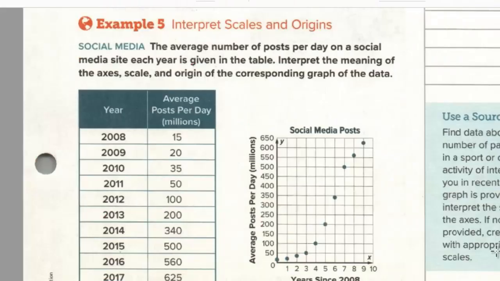Okay, for example 5, they want us to interpret scales and origins. So below we have the average number of posts per day on a social media site each year, given in the table. Interpret the meaning of the axes, the scale, and the origin of the corresponding graph.